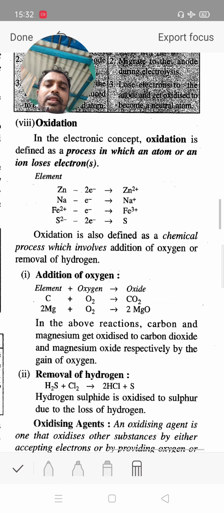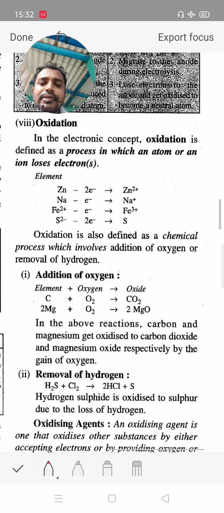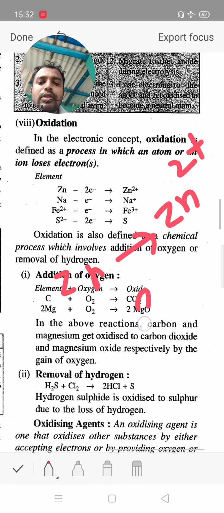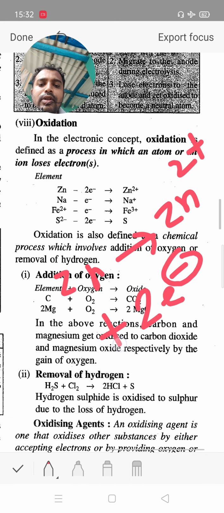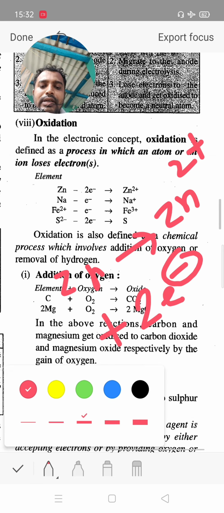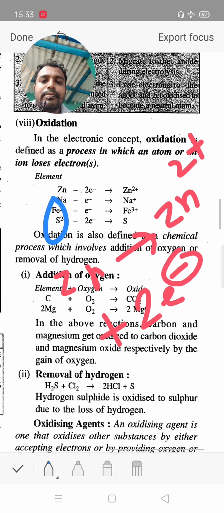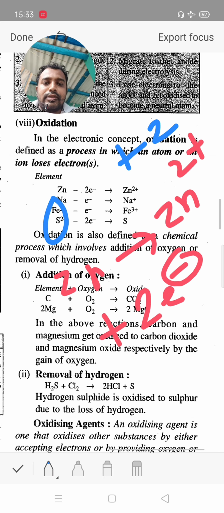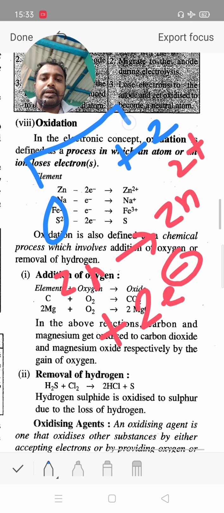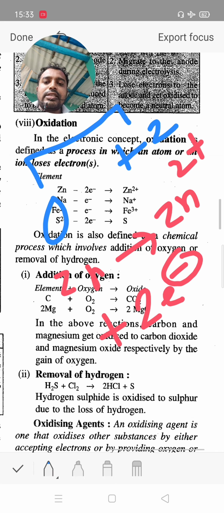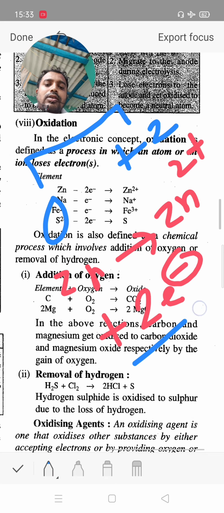Now oxidation means loss of electron. Suppose zinc converts to Zn2+ ion, meaning there is a loss of 2 electrons, so oxidation takes place. It increases the oxidation number. Zinc has 0 oxidation number and Zn2+ has +2, therefore it is an increased oxidation number. This reaction is an example of oxidation: Zn converts into Zn2+ with loss of 2 electrons.